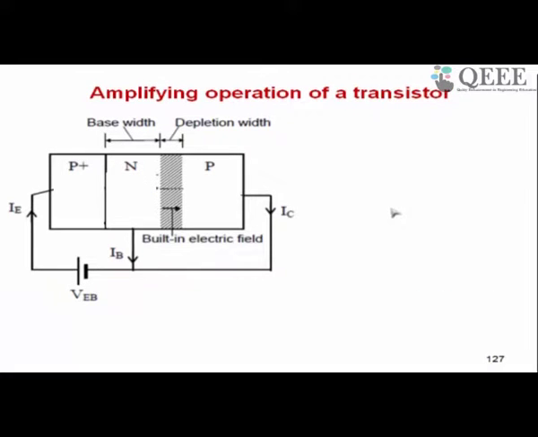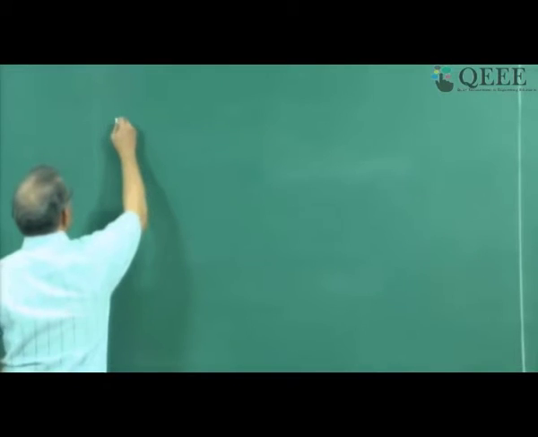Now here is the structure of the bipolar transistor. What is there here? You have a forward bias p-n junction placed in close proximity to a reverse biased, a zero biased p-n junction. Zero bias means shorted. You can see that this p-n junction is shorted and this p-n junction is forward biased. So let me draw that on the board.